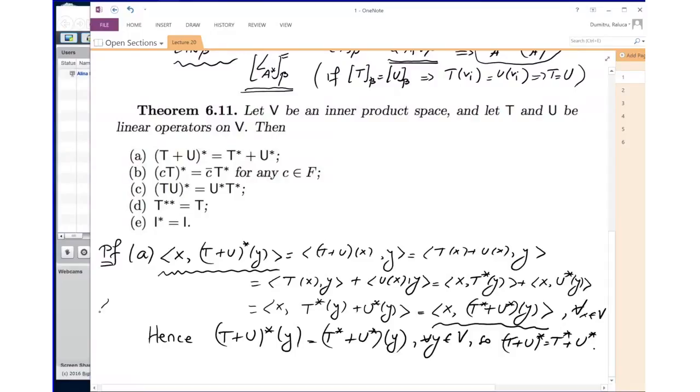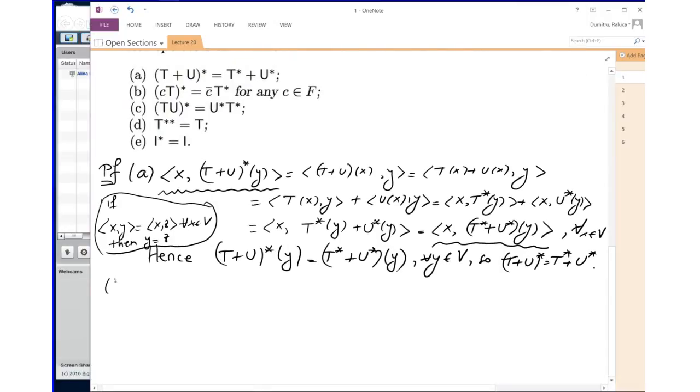All right, so again here I'm using that if the inner product of x and y equals the inner product of x and z for every x in the space, then y must be equal to z. That's a property that we proved at the beginning section about inner product spaces. And it's a pretty essential property, I would say. This one is very, very useful in a lot of proofs. All right, let's try the second one. It's going to be pretty similar to this.